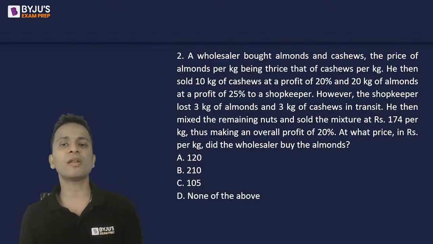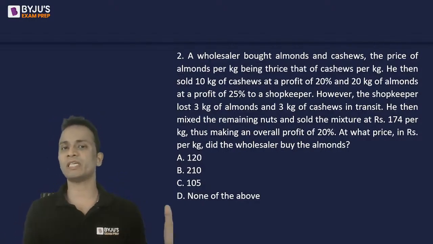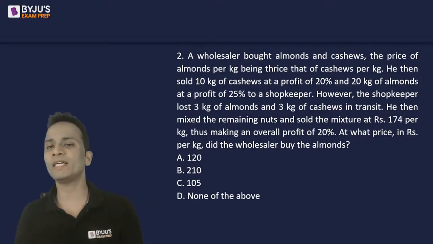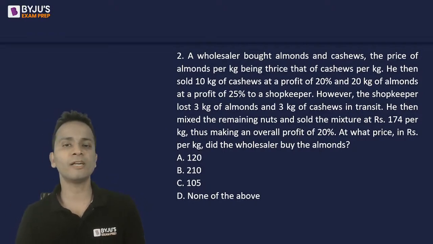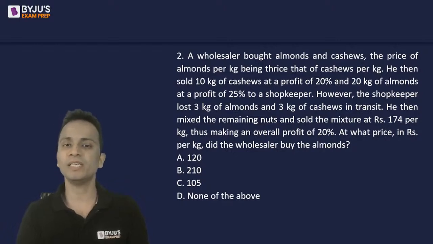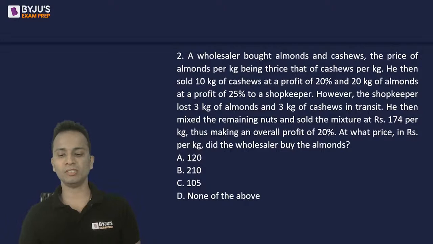He then mixed the remaining nuts, जो भी उसके पास बचा उसने उसको mix कर दिया, and sold the entire mixture at rupees 174 per kg, thus making an overall profit of 20%. At what price in rupees per kg did the wholesaler buy the almonds?